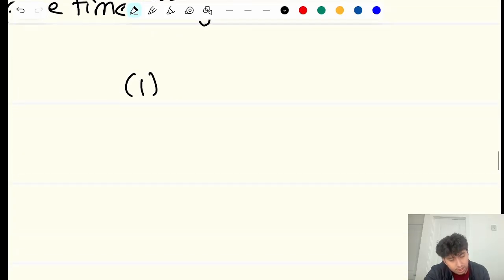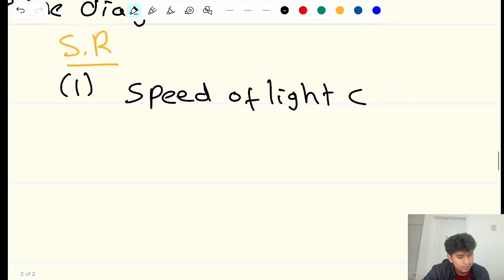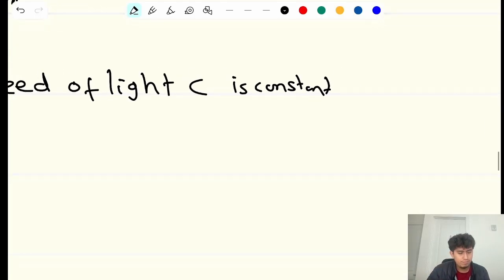So if someone asks you what special relativity is, you just have to say two things. First, there's a constant maximum speed that nothing else can travel faster than. That's called the speed of light in vacuum. It's just the maximum, and it's constant in any frame.